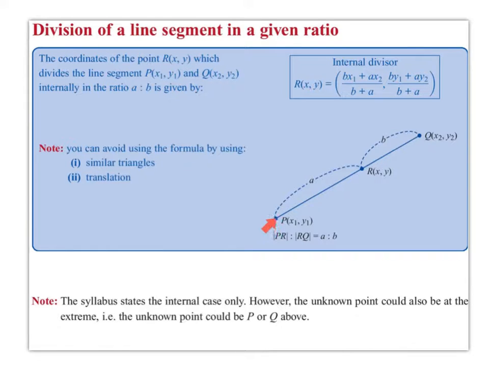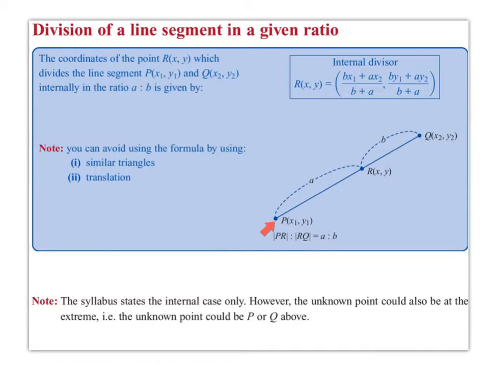So if this is the line P, Q, this is the point R (x, y), so this is the point we end up getting when we use this formula. This is the point P, which gets labelled x1, y1, and this is the point Q, which gets labelled x2, y2. So that's where the x1, the x2, the y1, the y2 come from.